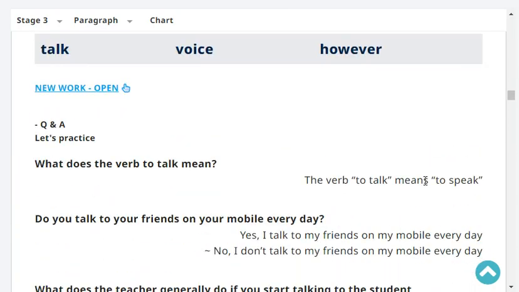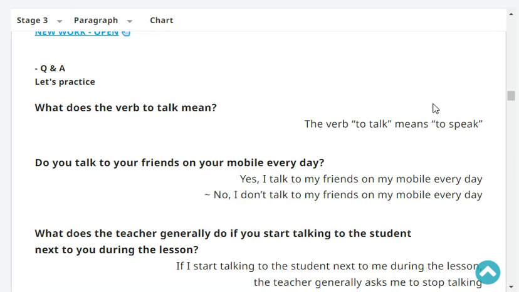What does the verb to talk mean? The verb to talk means to speak. Greg, do you talk to your friends on your mobile every day? Yes or no? No, I don't talk to my friends on my mobile every day.